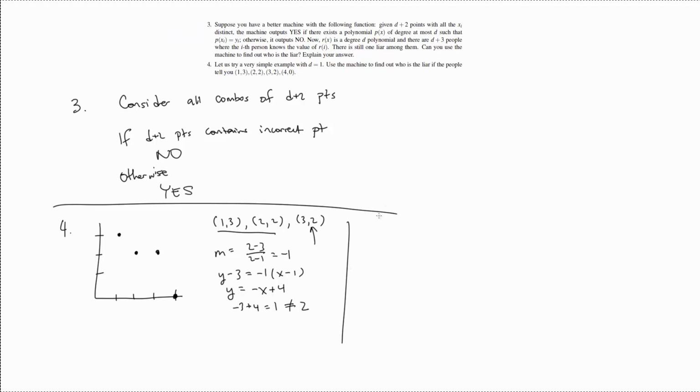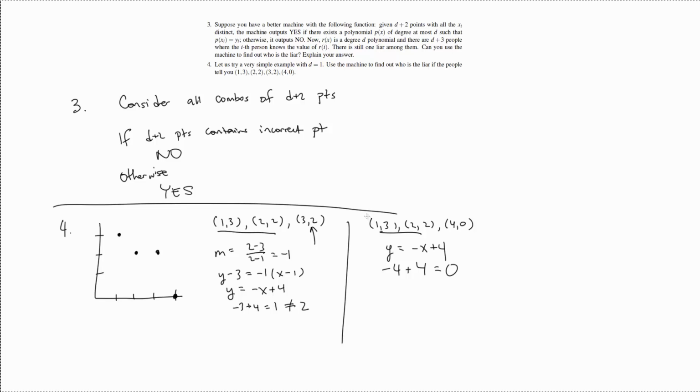Now moving on to the next combination, (1, 3), (2, 2), and (4, 0). Again, we interpolate using the first 2 points. Since these first 2 points are the same as the first 2 points in the previous part, we get the same equation. So y is equal to negative x plus 4. Now plugging in 4 for x, we get negative 4 plus 4, which is equal to 0.